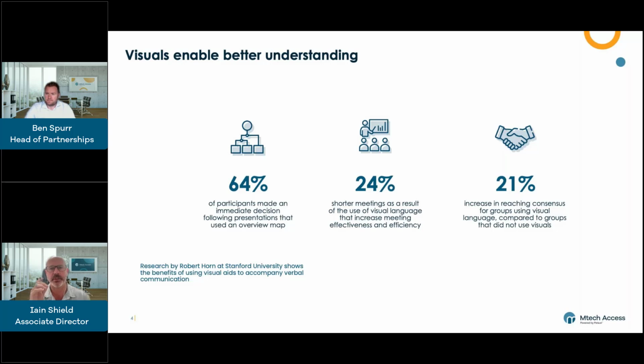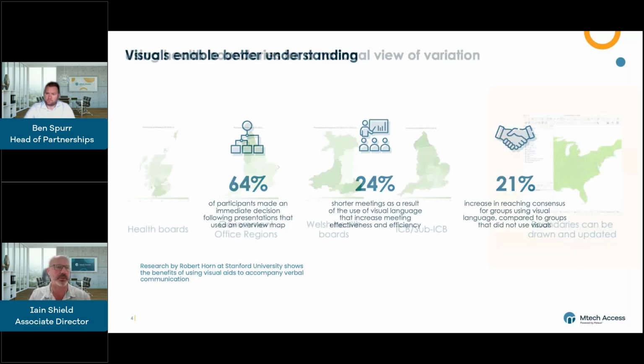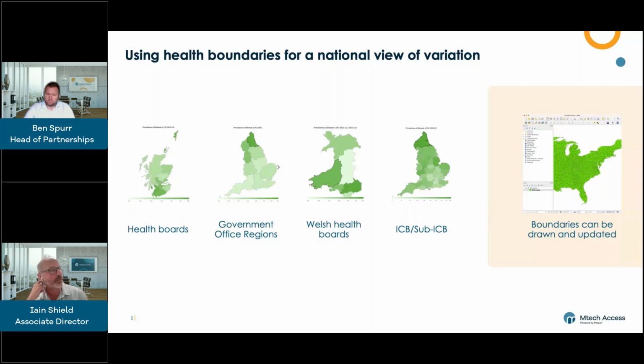Visuals enable better understanding. Visuals make meetings more effective and could shorten meeting time. It's more engaging, and we're visual creatures, so let's make data that can be quite dry as interesting as possible using visual techniques. An example of that is using health boundaries for a national view of variation. So you can see we've got different health boundaries displayed here.